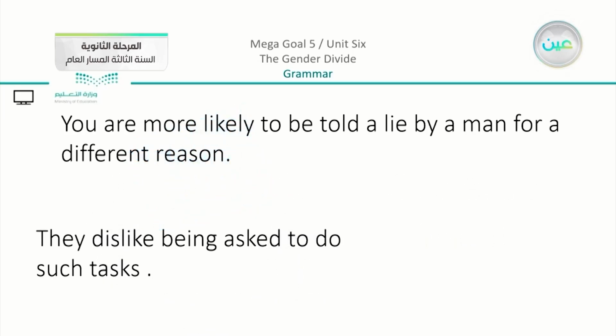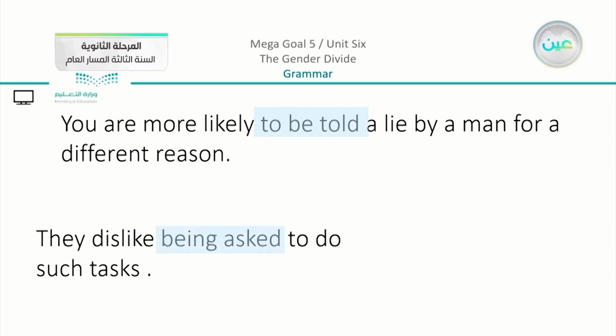We have here: you are more likely to be told a lie by a man for a different reason. We have another example: they dislike being asked to do such tasks. So you can see that we have be in both examples. One time it is like the infinitive, we have here to be told. And in the other example, be is like the gerund, there is an ing, being asked.